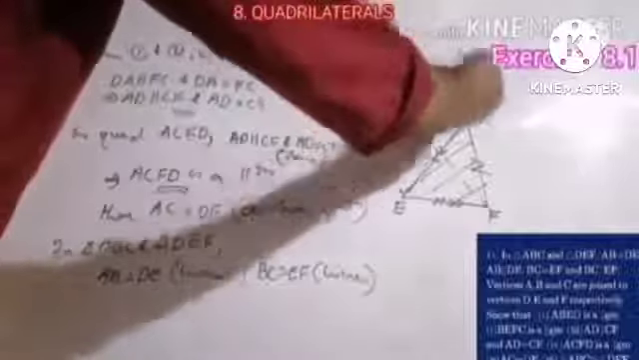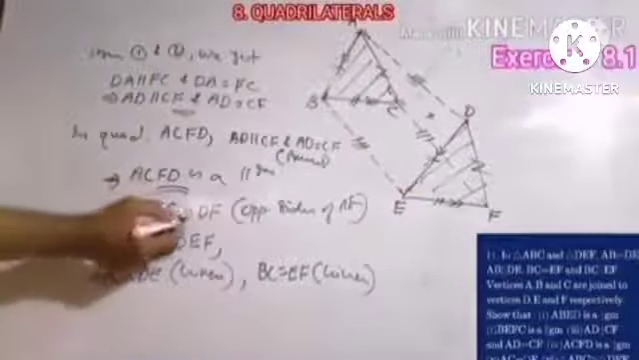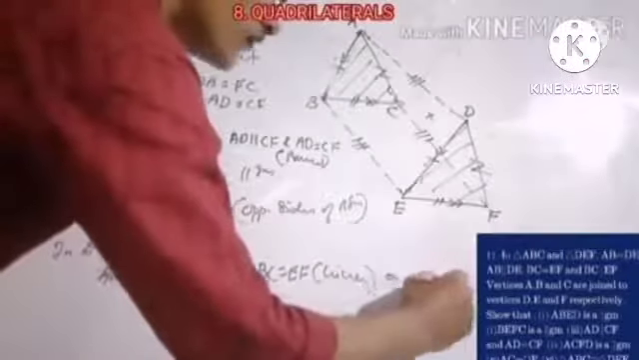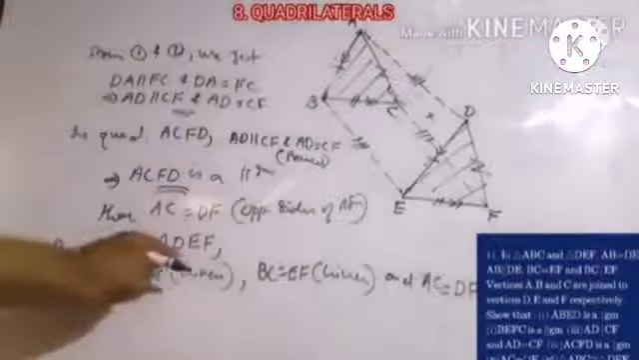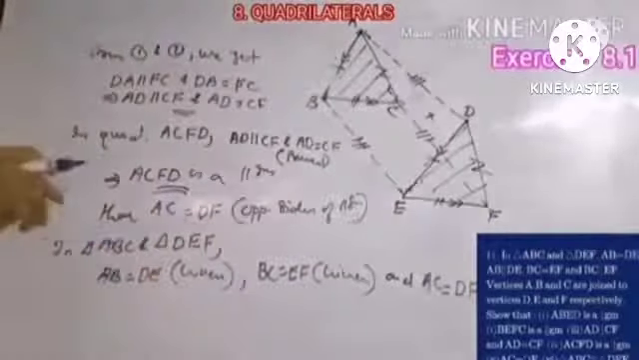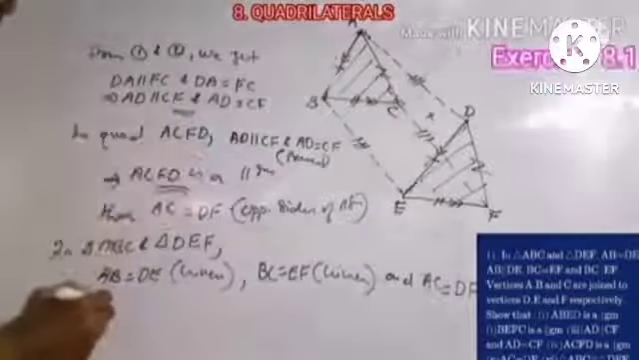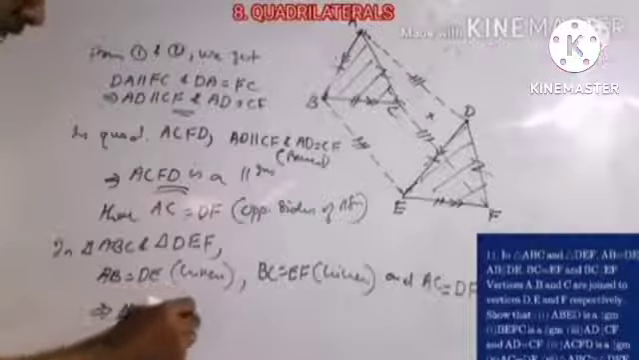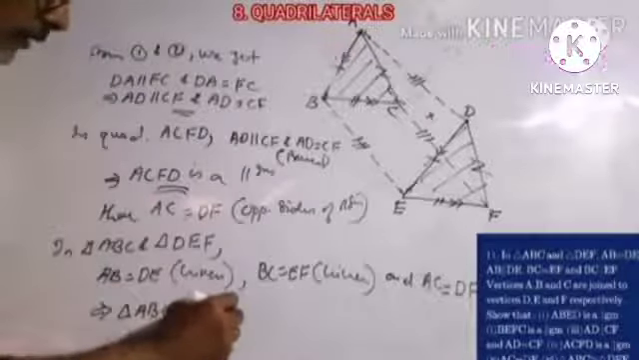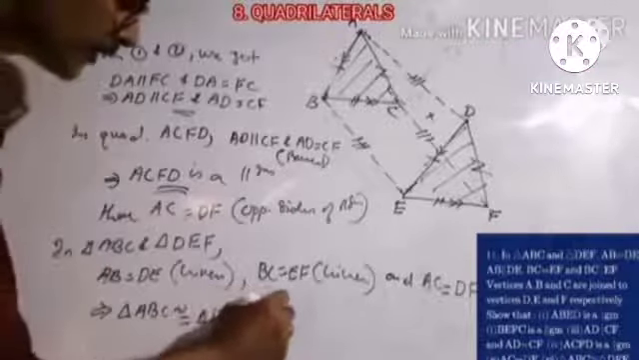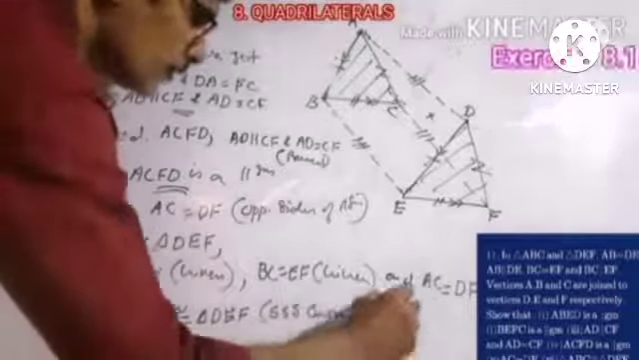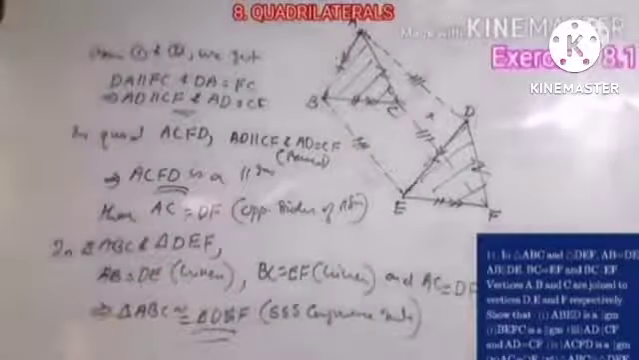Now we proved AC and DF are equal. AC equal to DF, we just proved. Now in triangle ABC and triangle DEF, three sides are equal. When three pairs of sides are equal, then the triangles are congruent. Which implies triangle ABC is congruent to triangle DEF. Reason: SSS congruence rule. So that question is completed.